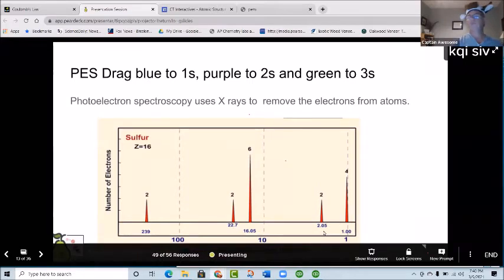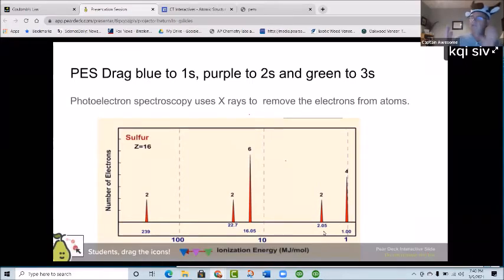Now, why is the number getting smaller? Because every time you jump from the first to the second to the third energy level, you're getting farther and farther away from the nucleus. And when you get farther and farther away from the nucleus, there's less of an attraction. So that's why that goes down. So PES tells us something about the electrons in an atom.